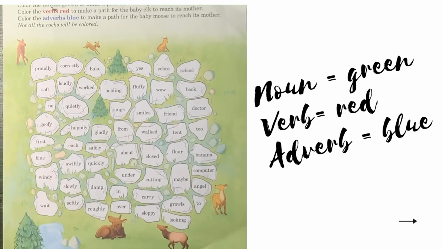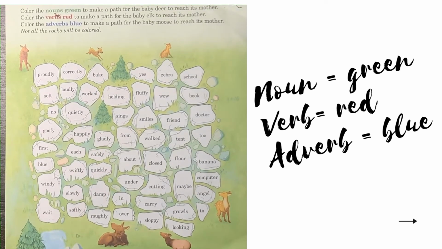Hi guys, we're going to do the back side now of your page 288. On this one, you're coloring nouns, which is a person, place, or thing, in green, a verb, which is an action word, in red, and an adverb, which describes a verb, in blue, and not all the rocks are colored. So this might take some time. I don't require that you color the whole rock. If you color the word, I'm okay with that. Although I like it when you color the whole rock.